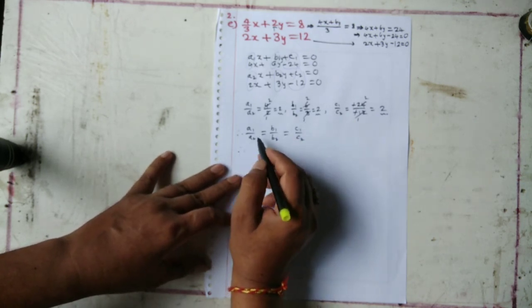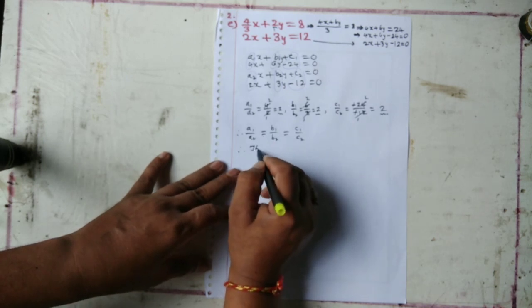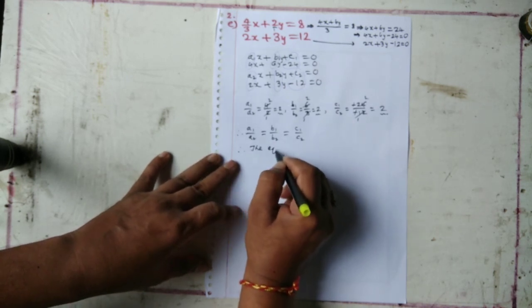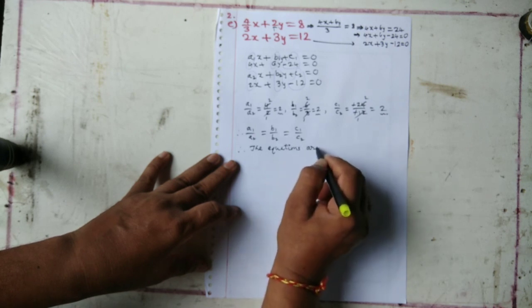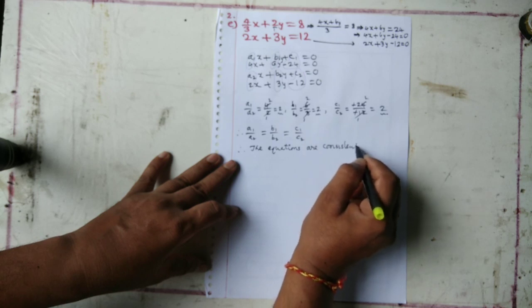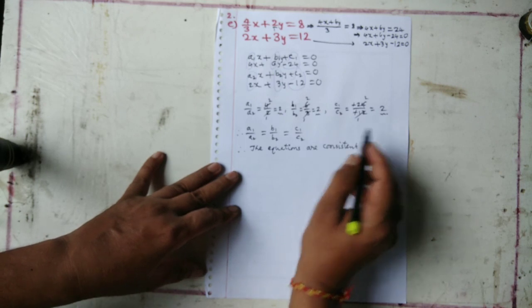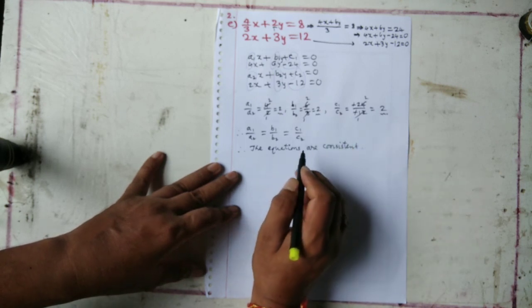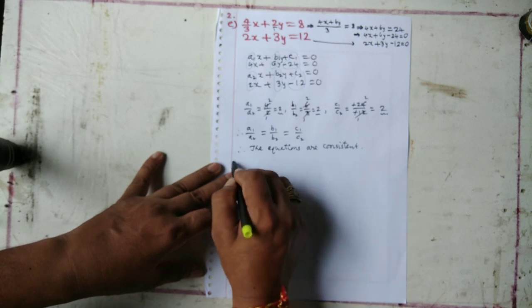Therefore, the equations are consistent. And also we can say that they represent coincident lines and have infinitely many solutions.